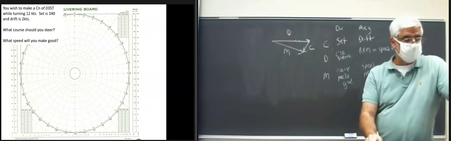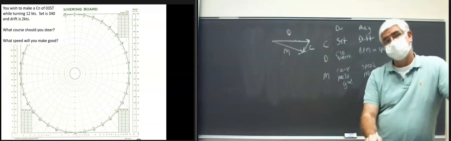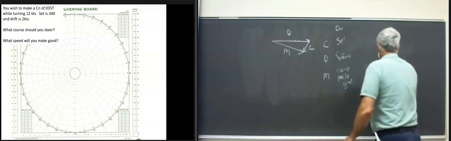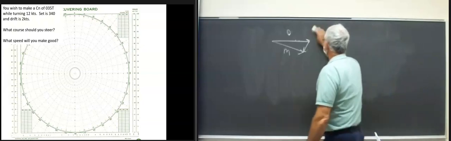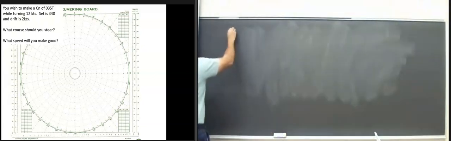Set is 340 and drift is 2 knots. What course should you steer? What speed will you make good? Okay, all right. So my suggestion for this problem is going to be to think about that table. Okay, so let's do this table here.